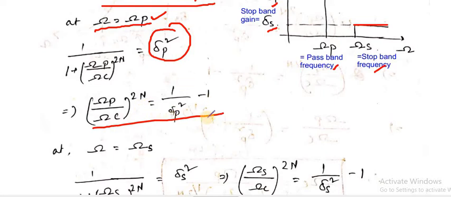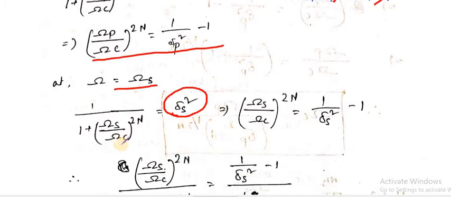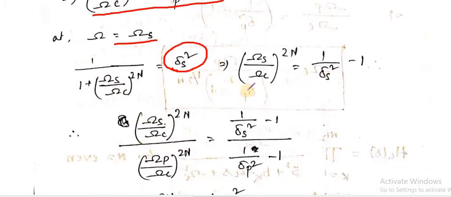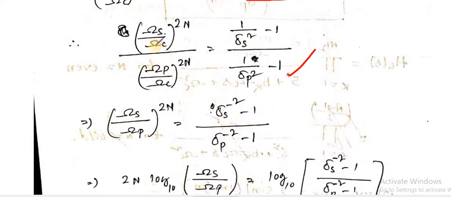Similarly, if we put omega equal to omega s, that is the stop band frequency, at that situation the stop band gain is delta s. So again we can calculate this. Now if we take the ratio of these two, obviously omega c will cancel out. So omega s by omega p, that means stop band by pass band, whole to the power 2N is this.